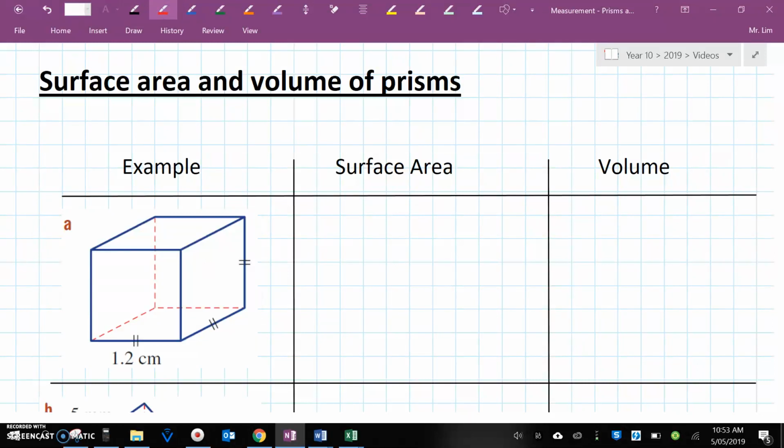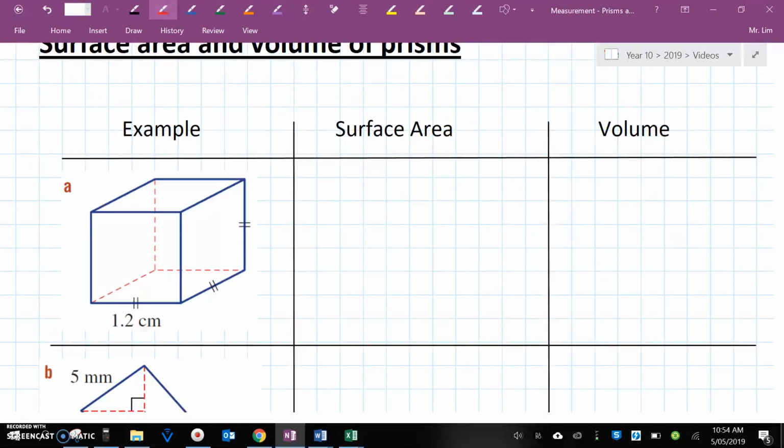Okay, so in this video we're going to be looking at how to find the surface area and volume of prisms. Surface area is the total area around the outside of a 3D solid. Volume is the amount of space inside a 3D solid. And volume is always measured in cubic units. Area in square units. So here in question A, we have a cube.